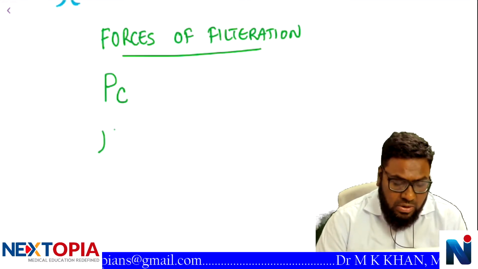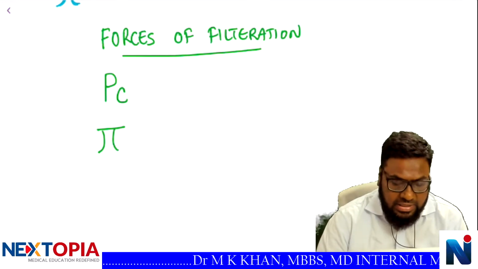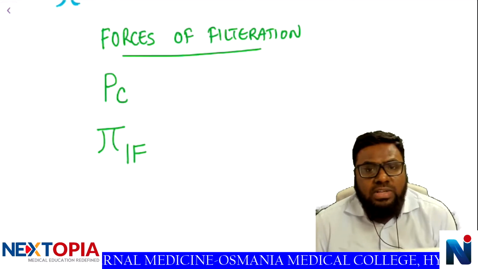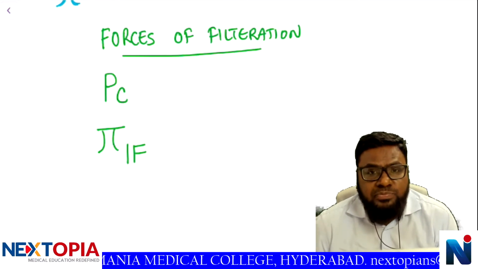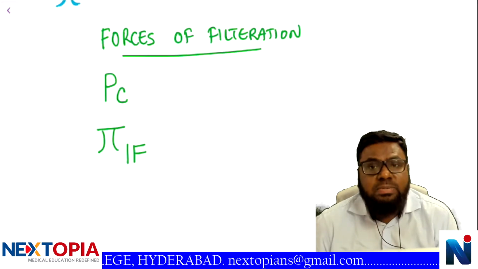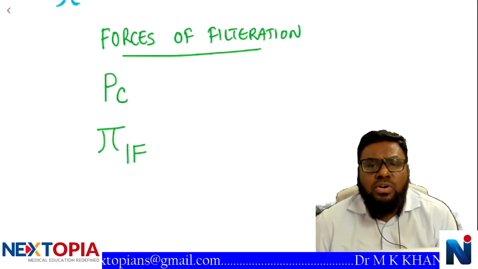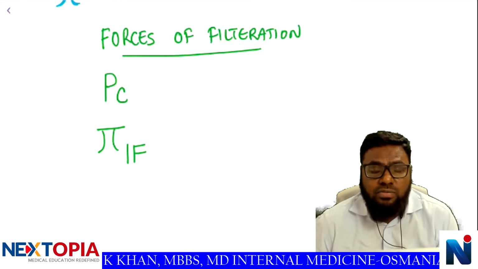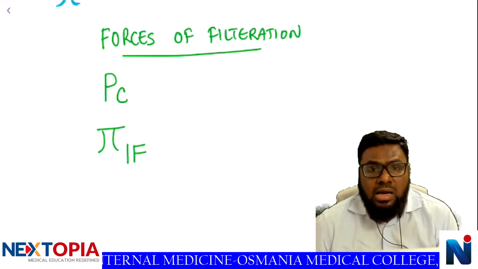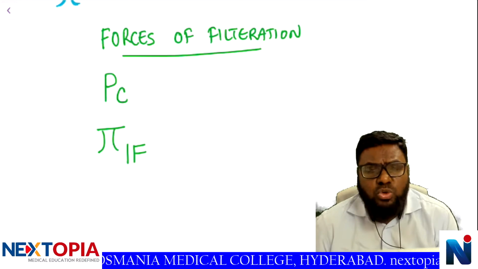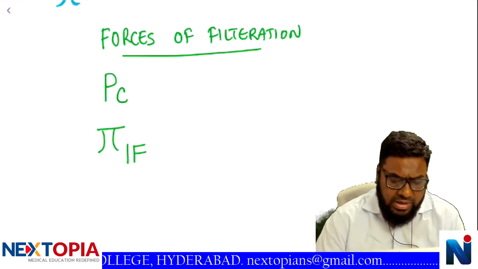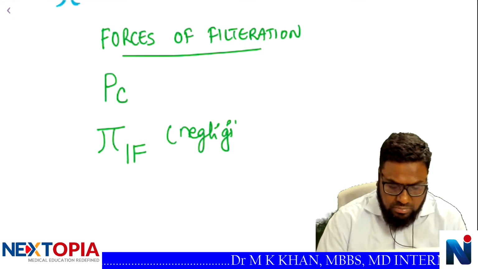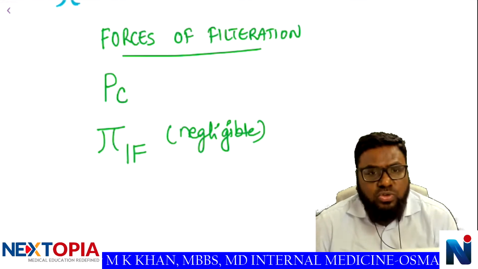And there is a counteraction, or you should also understand that there is an entity called the oncotic pressure of the interstitial fluid. The oncotic pressure of the interstitial fluid is a force of filtration. This is determined, as I already told you, by proteins present in the interstitial fluid. Normally a very small amount of proteins is present in the interstitial fluid. Hence the oncotic pressure of the interstitial fluid is actually low. Under most conditions it is very negligible. So these are the two forces of filtration.